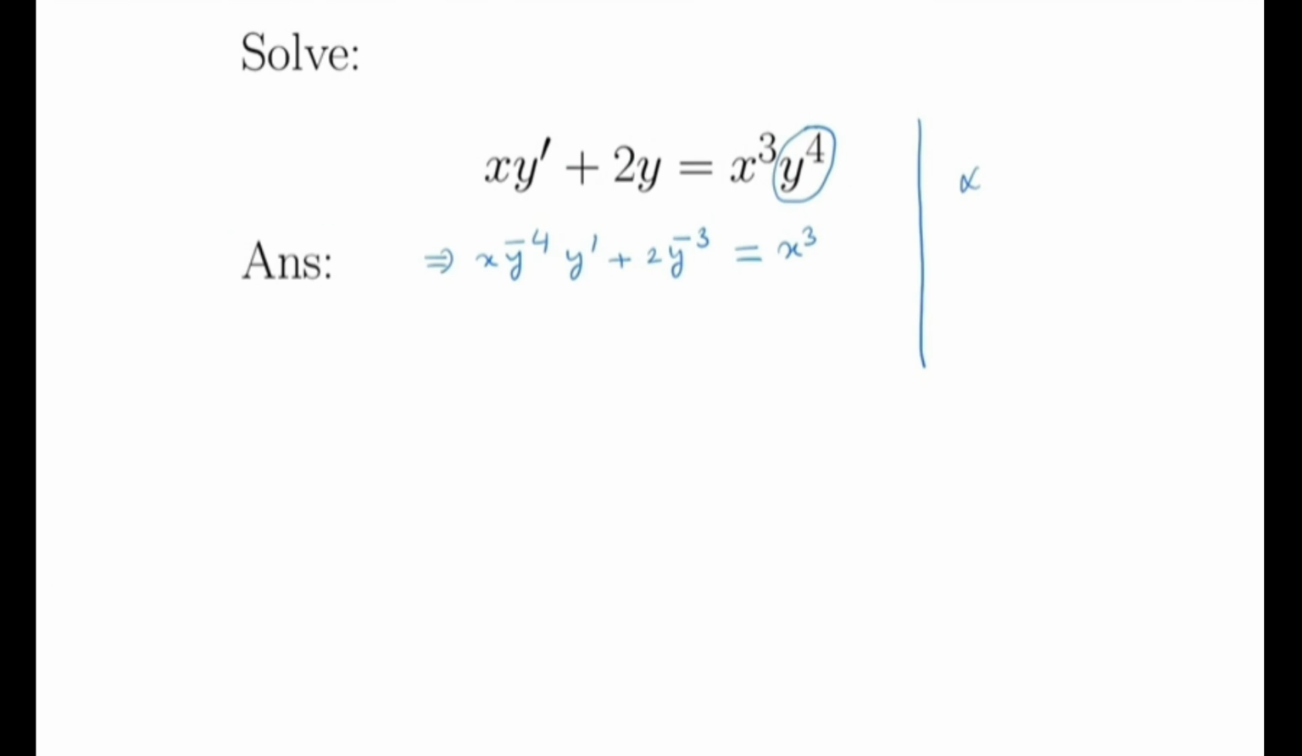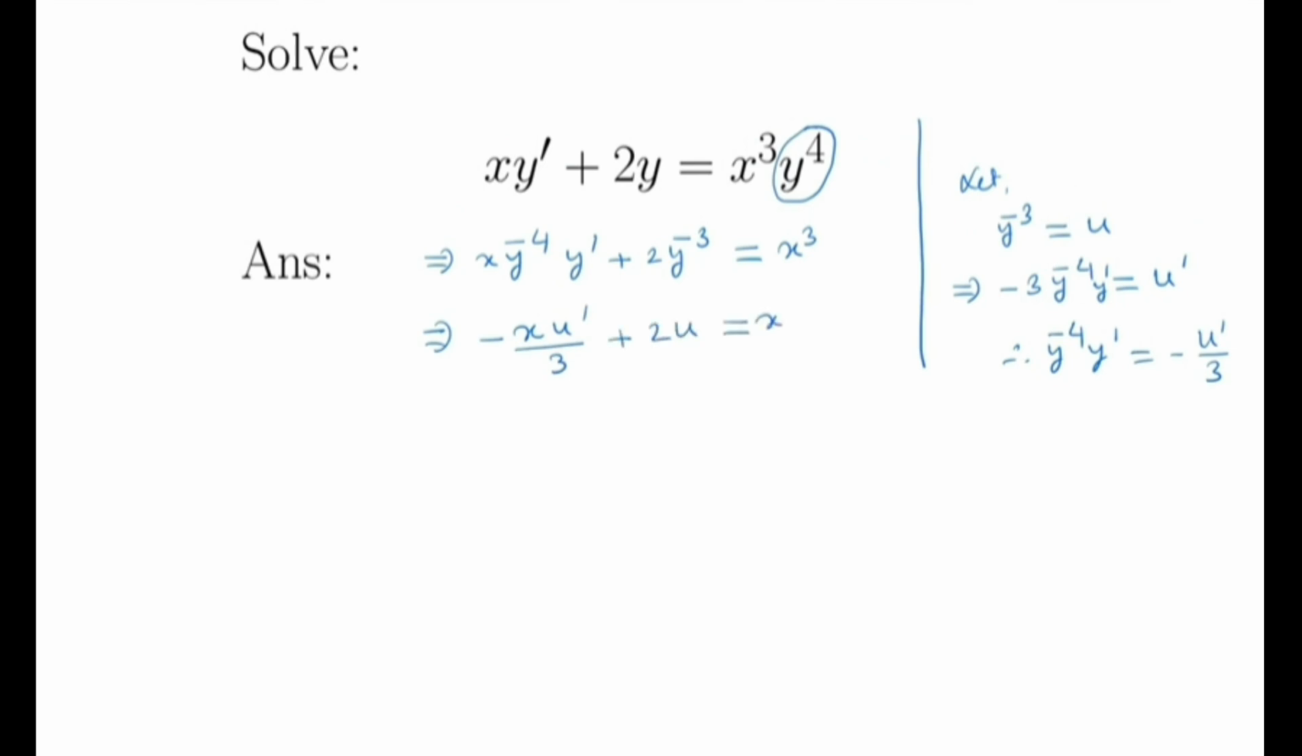So let y to the minus 3 is equal to u. So then we have minus 3 y to the minus 4 into y prime is equal to u prime. So y to the minus 4 y prime is u prime by minus 3. So by substituting, we have x u prime by minus 3 plus 2u is equal to x cubed.